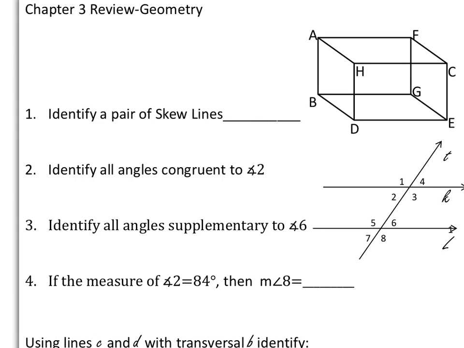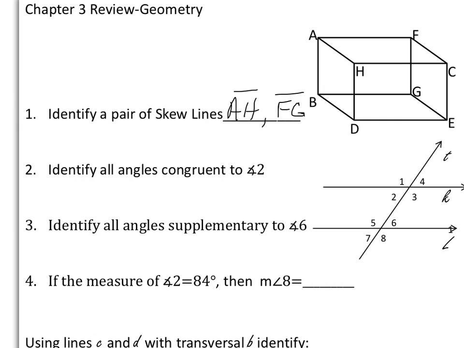Okay, our chapter started with parallel lines, skew lines, and definitions of all those different angles: alternate interior angles, corresponding angles. So let's take a look at this geometric figure here and identify one pair of skew lines. Remember, skew lines are non-coplanar, non-intersecting lines. So if AH is one of our segments, a line that would be skew to AH would be line FG.